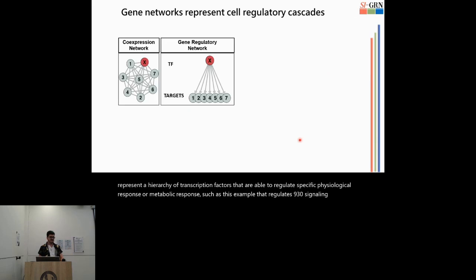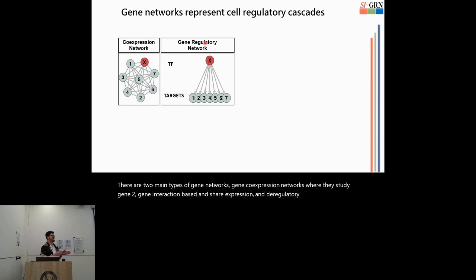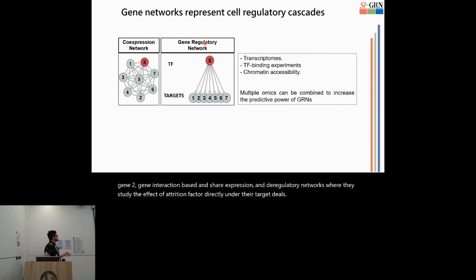Now, in most cases, there are two main types of gene networks: gene co-expression networks, where they study gene-to-gene interaction based on shared expression, and gene regulatory networks, where they study the effect of a transcription factor directly on their target genes. But for the creation of gene regulatory networks, we use omic information like transcriptomics, transcription binding experiments such as ChIP-seq, and also we can use experiments of chromatin accessibility.